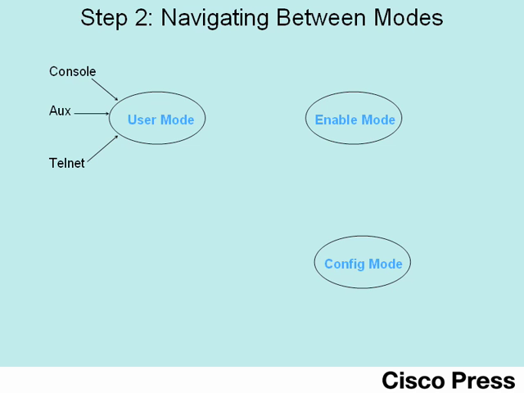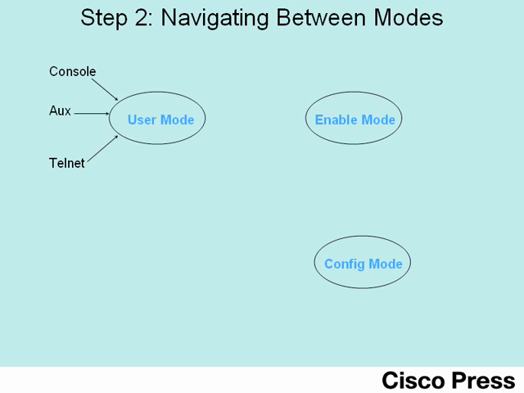In step 2, we'll examine the 3 most important modes of the IOS command line interface, namely user mode, enable mode, and configuration mode. These modes allow the users to use different commands and do different things, so it's important that you move to the correct mode before you do the command that you need to do.